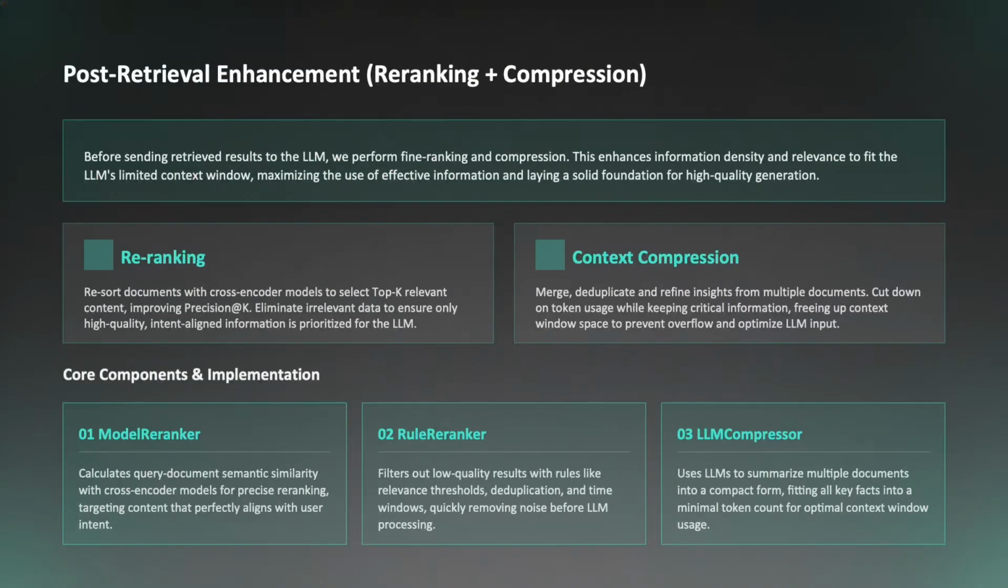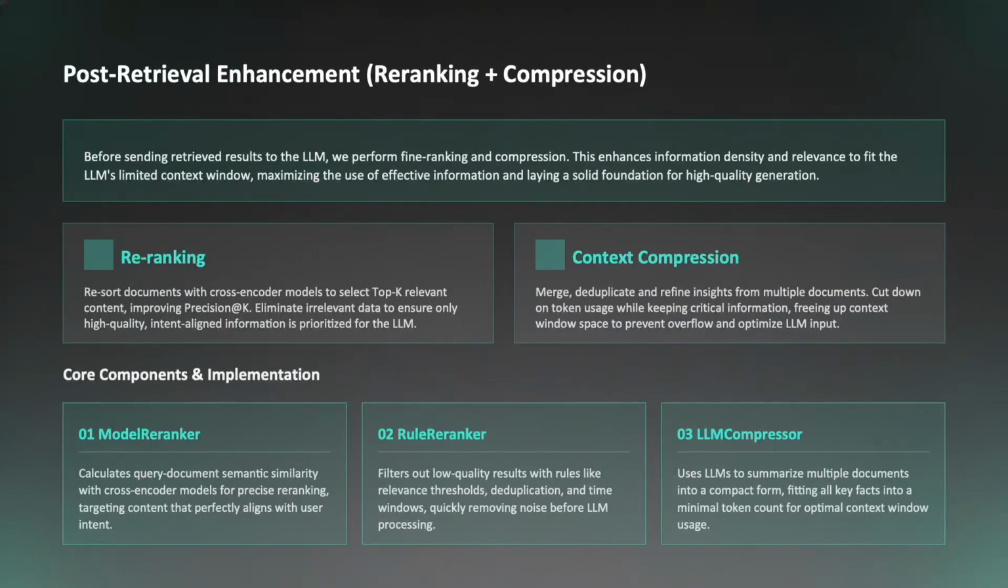First, result re-ranking. Cross-encoder models recalculate query document semantic similarity to resort recalled documents, filtering to retain only top K highly relevant content and lifting precision at K metrics significantly. Second, context compression. Merge, deduplicate, and distill core information from multiple documents, cutting total token consumption without losing critical details, freeing up context window capacity for more valid reference materials.